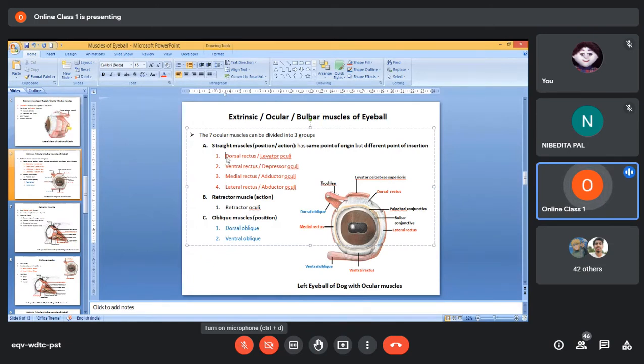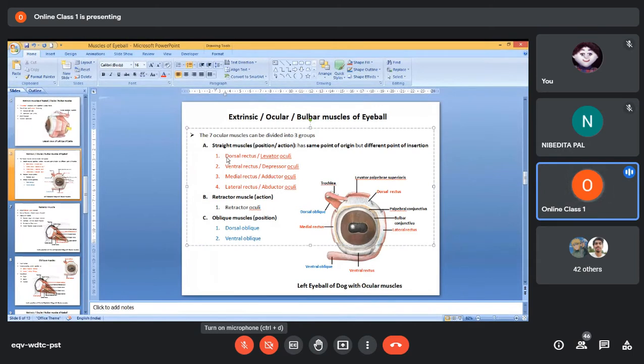See, rectus means straight. Try to remember, rectus means straight. So out of the 7 muscles, there are 4 straight muscles. One of them is placed on the dorsal aspect of the eyeball, one on the ventral aspect, one on the medial aspect, and one on the lateral aspect. So based on their position, we name them dorsal rectus, ventral rectus, medial rectus, and lateral rectus.